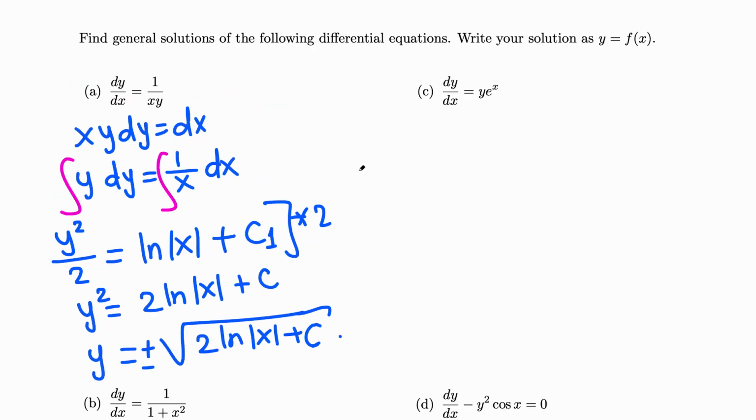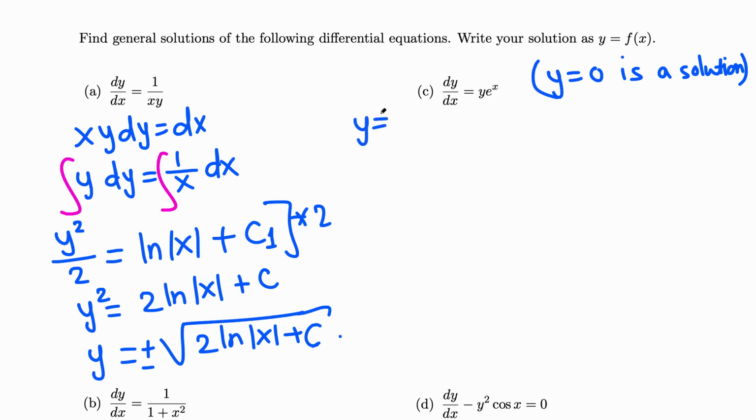Here's B, but let me do C because it's here. Same thing. X is never 0. X is the independent variable. Y is dependent on x, and y can be 0. So here, if you look closely, y equals 0 is a solution. We are not interested in this solution, but if we plug in y equals 0, the derivative of 0 is 0, and 0 times e^x is 0. So y equals 0 is also a solution.